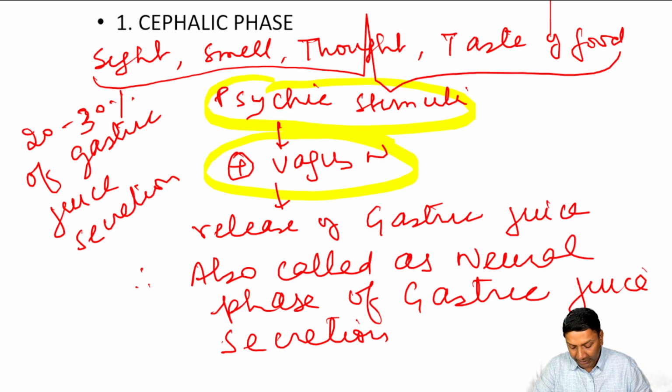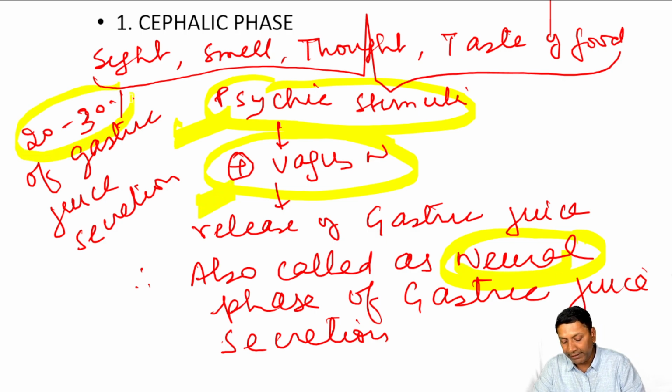So remember the third thing here: this is also called the neural phase of gastric juice secretion. So in the cephalic phase, remember psychic stimuli, remember vagus nerve, remember neural phase, remember 20 to 30% of gastric juice secretion.